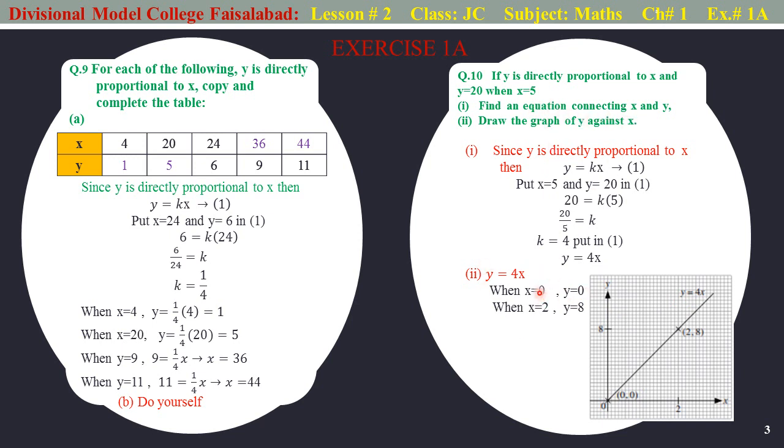You can take any value. You can take x is equal to 1, then y will be equal to 4. You can take x is equal to 2, then y is equal to 8. When x is equal to 1, it will be this point, and y is equal to 4. Then 2, 8, this point. You will place a dot at this point, and you will join these two points to get the line. So your graph is your choice.